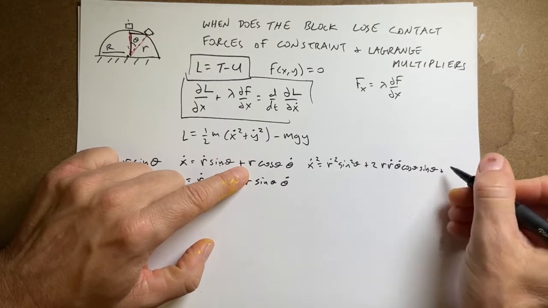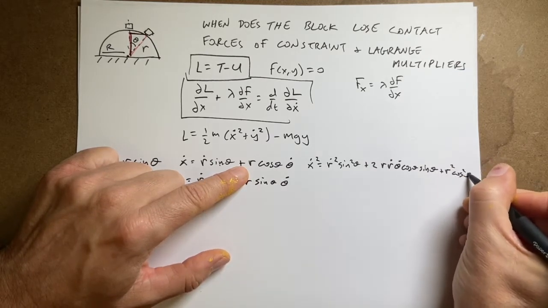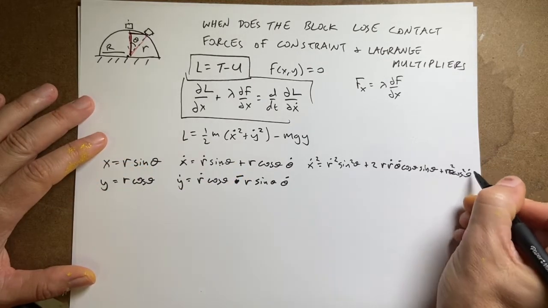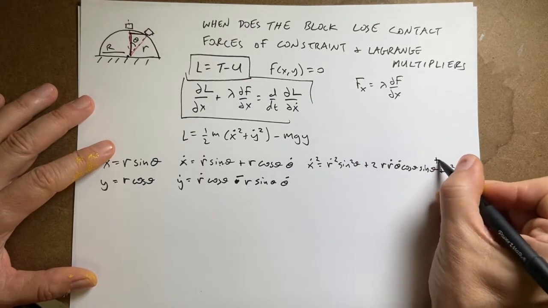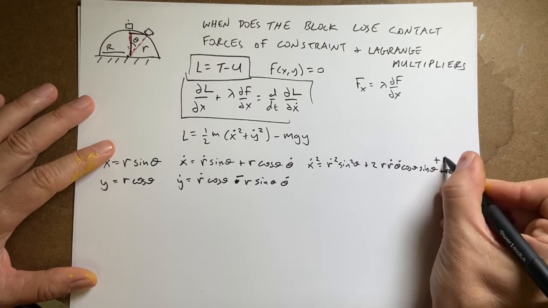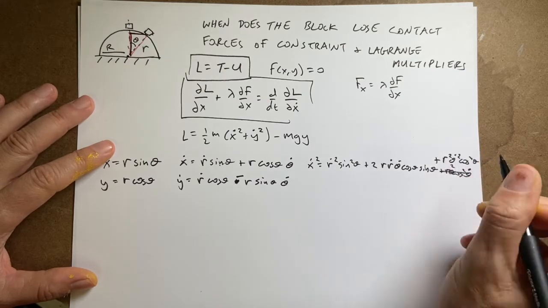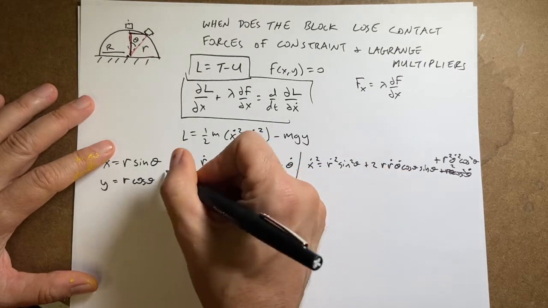So plus, running out of room, r squared, going to make it cosine squared theta dot. Cosine theta r dot theta. Sorry. Plus r squared theta dot squared cosine squared theta. Is that okay? Okay, now I'm going to do the same thing for y.